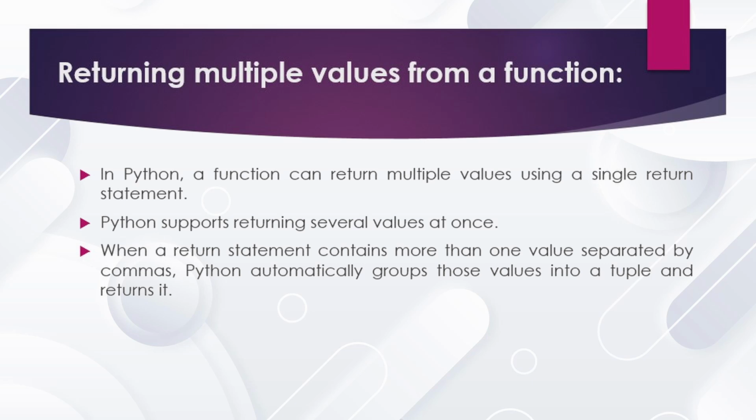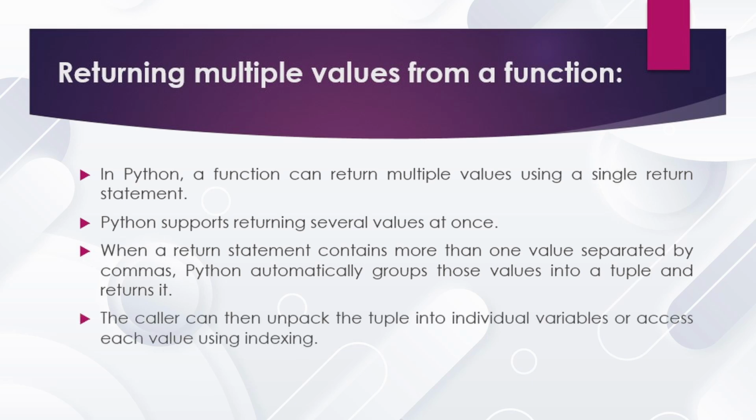When a return statement contains more than one value separated by commas, Python automatically groups those values into a tuple and returns it. The caller can then unpack the tuple into individual variables or access each value using indexing. This feature is especially useful when a function needs to perform multiple related calculations and send all results back to the caller.